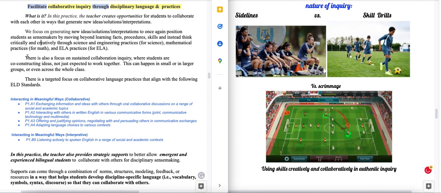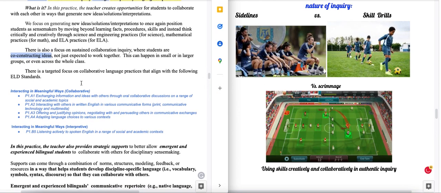Great. There is also a focus on sustained collaborative inquiry where students are co-constructing ideas, not just expected to work together. This can happen in a small or large group or even a whole class. So there's a conceptual objective that we're focusing on here too. So it's not just using the disciplinary practices involved in your subject. We're also using those practices and skills in the service of developing understanding around disciplinary ideas and knowledge. Okay.